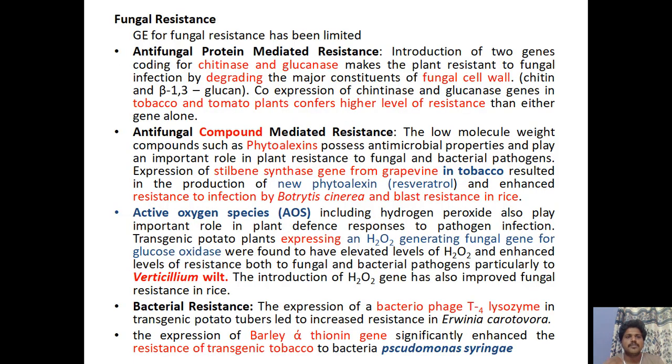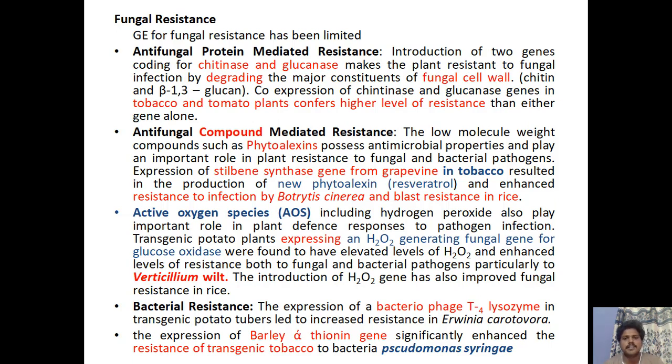Then antifungal protein mediated resistance. Here chitinase and glucanase encoding genes are being used. What are they going to do? Chitinase degrades chitin, and the fungal cell is made up of chitin and glucan. When chitinase and glucanase are present in the plants, they will break down the fungal cell wall and hence provide resistance. When they are together, they give more resistance against fungi.